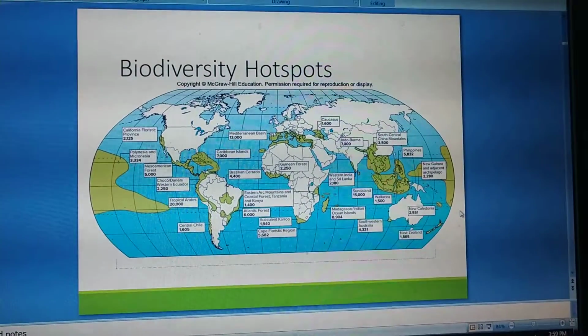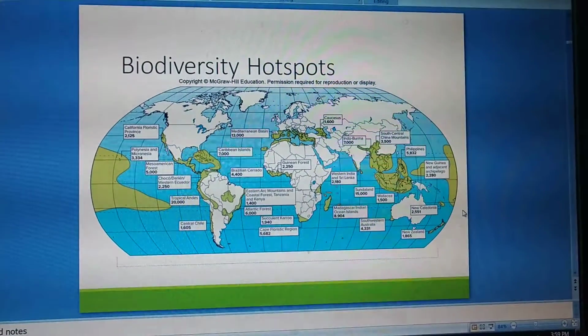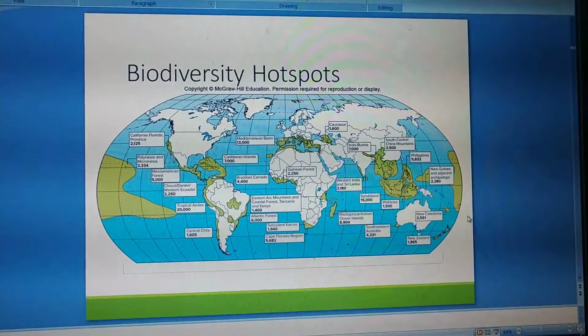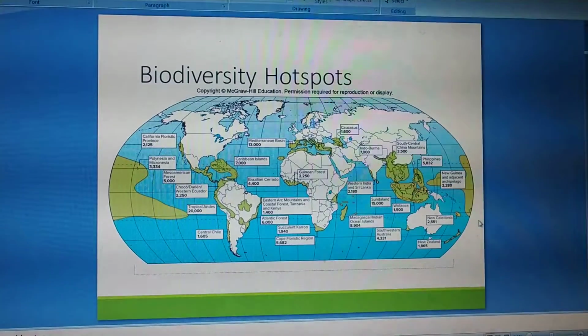And when you look at biodiversity hotspots, they're all around the equator, basically, where you have fairly constant warm temperatures. You have lots of rainfall, lots of sunlight for primary production through photosynthesis.